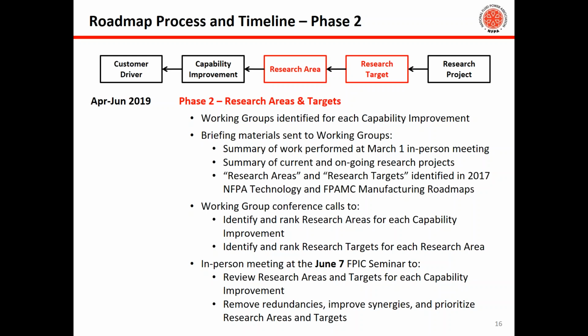We'll send out a set of, again, briefing materials that will help them explore and think about research areas and targets, both from the existing 2 roadmaps, but also other new areas that may have emerged. And then we will schedule a conference call sometime in that probably May timeframe for each of the working groups to come together to discuss and rank the research areas for their area of capability improvement, and also identify and rank a set of research targets for each of those research areas.